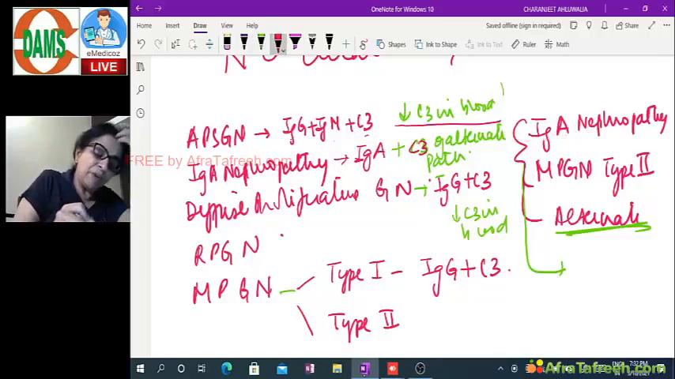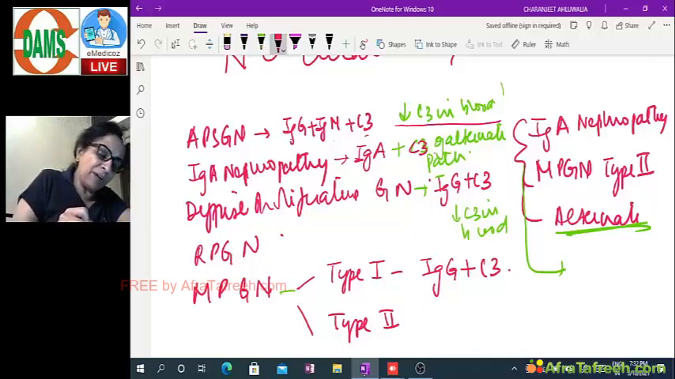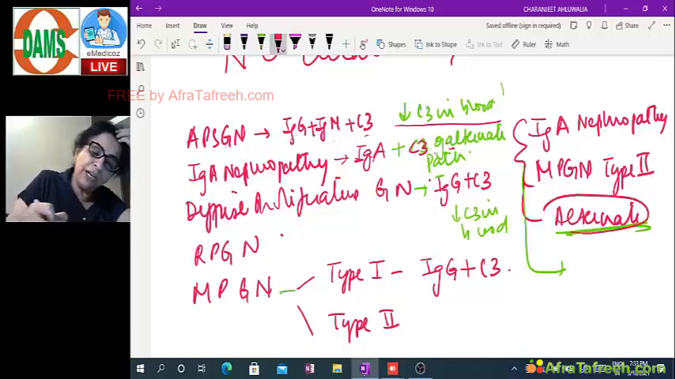Now in IgA nephropathy, the blood level of C3 may not be reduced. It may still be normal, but C3 of the alternate pathway will be deposited along with IgA antibody in the mesangium. Whereas in acute post-streptococcal, it is IgG, IgM, C3. This is the classical pathway. Wherever it is alternate, I will mention. Alternate is only in two.